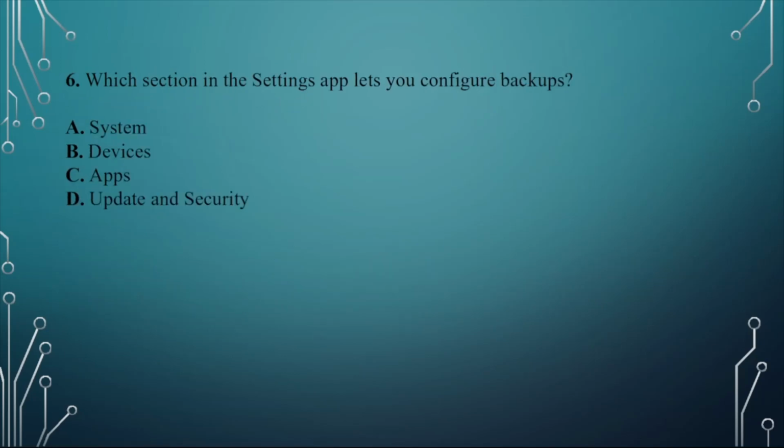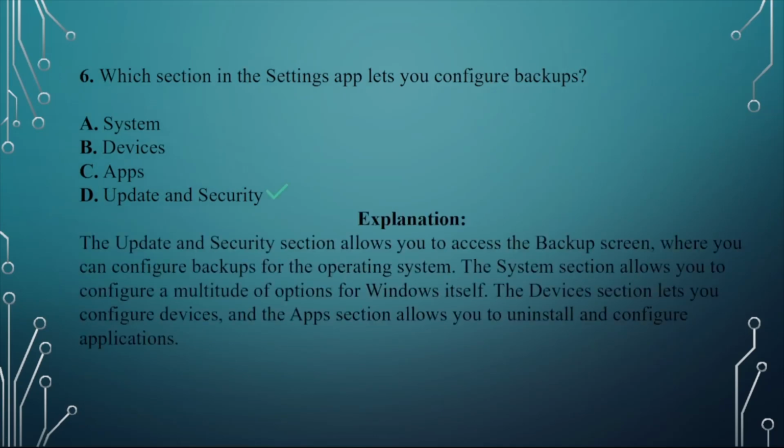Question number 6. Which section in the Settings app lets you configure backups? A. System, B. Devices, C. Apps, D. Update and Security. So what section in the Settings app lets you configure backups if you want to back up your files, folders, any information that you have? That would be D. Update and Security.